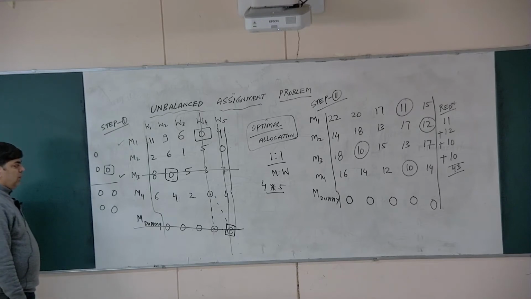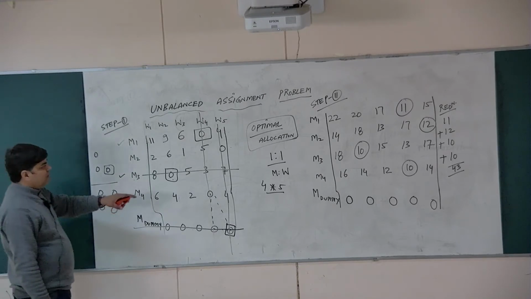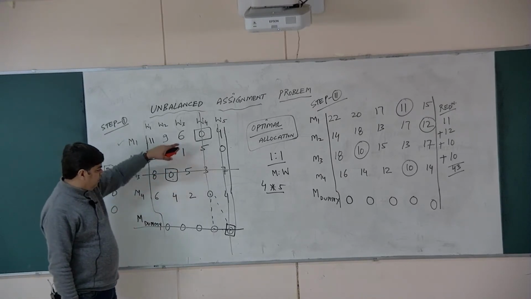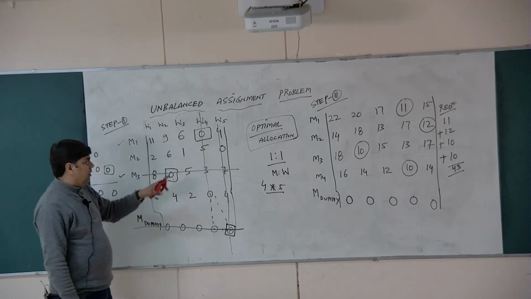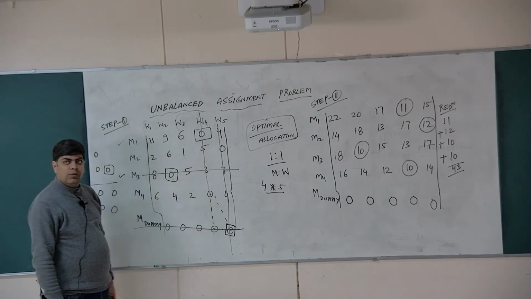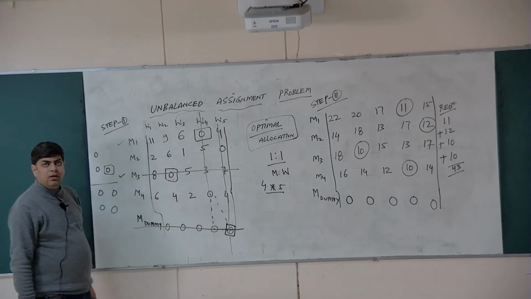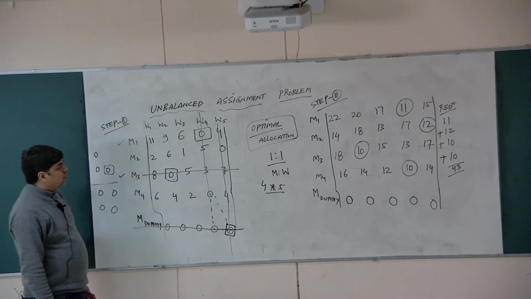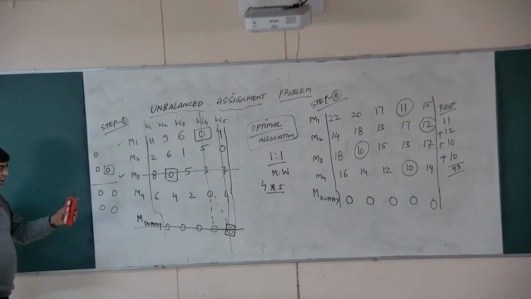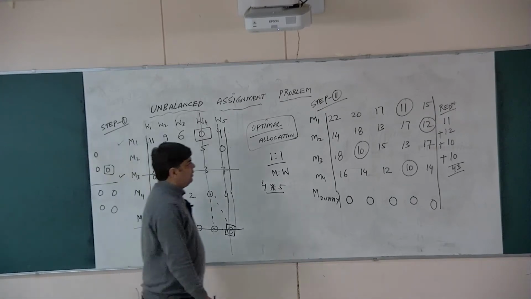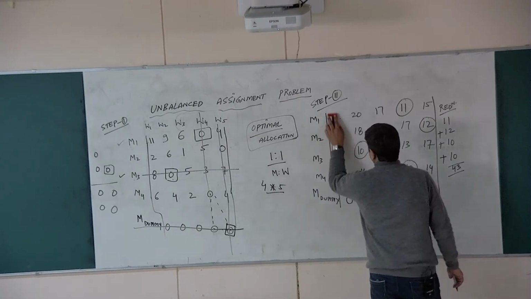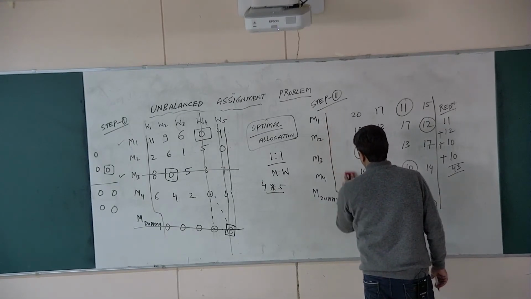So now it requires further iteration. Why? Because we needed 1, 2, 3, 4, 5 assignments, but we obtained only 1, 2 and 3 zeros. But what actually we required? One to one means it should have been 5 zeros. So we'll go for further iteration on this matrix. I'll reproduce this matrix now.